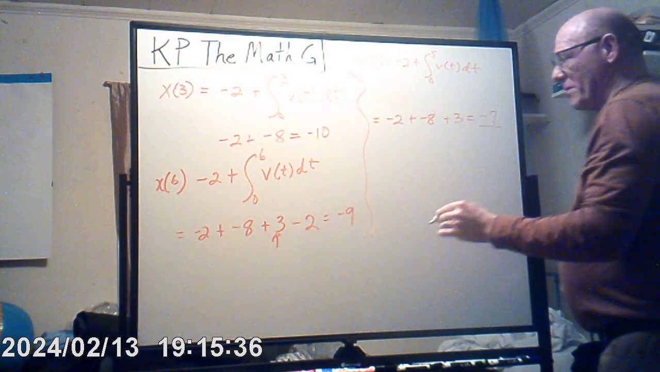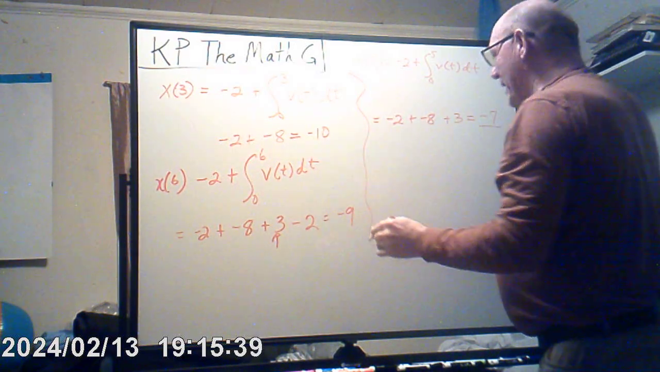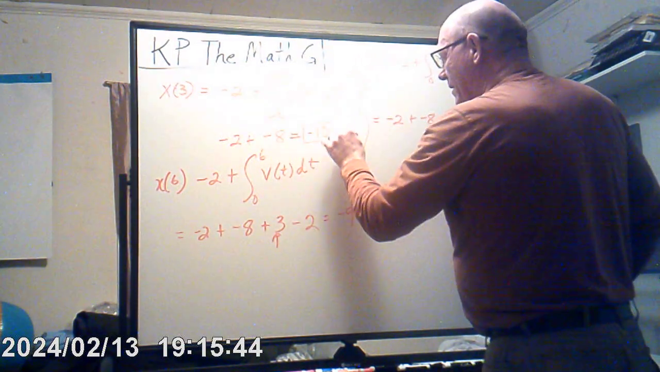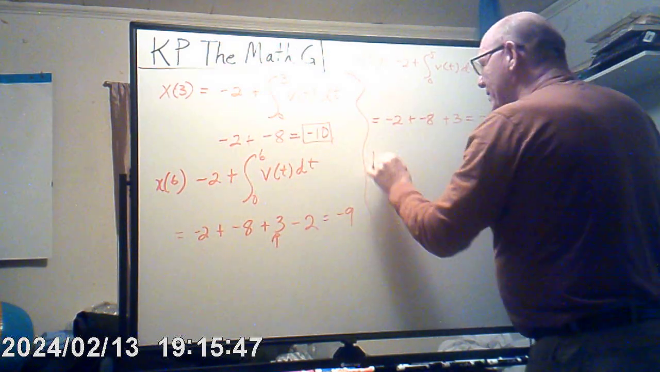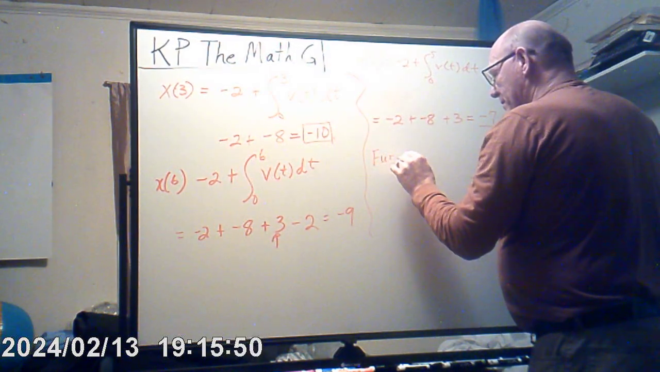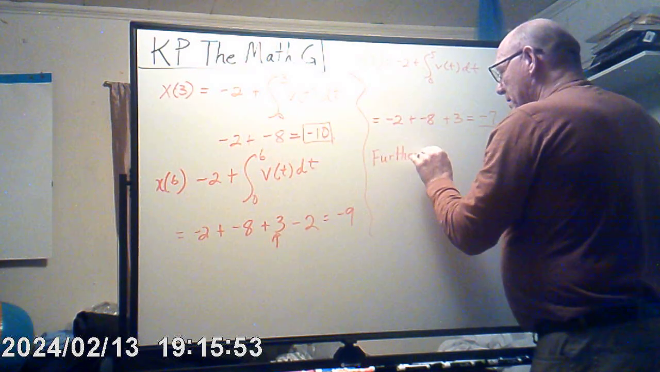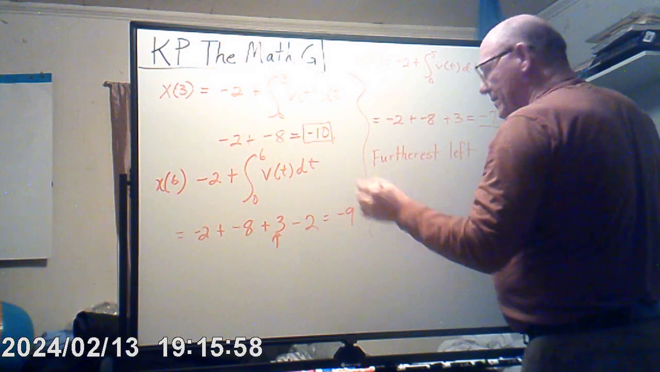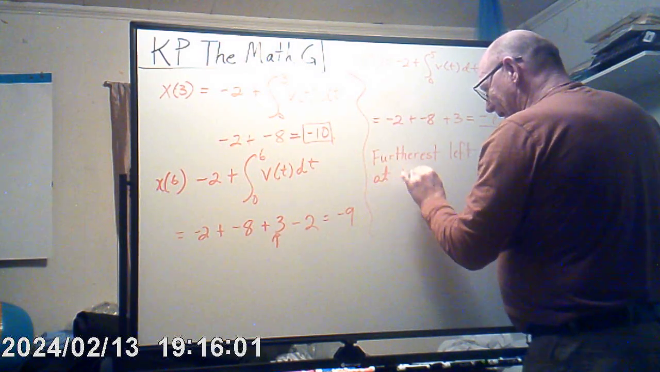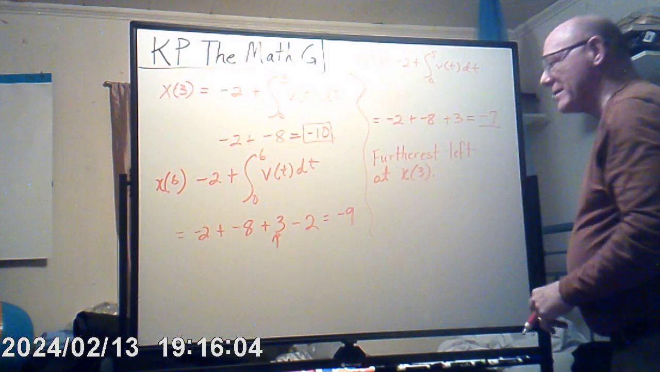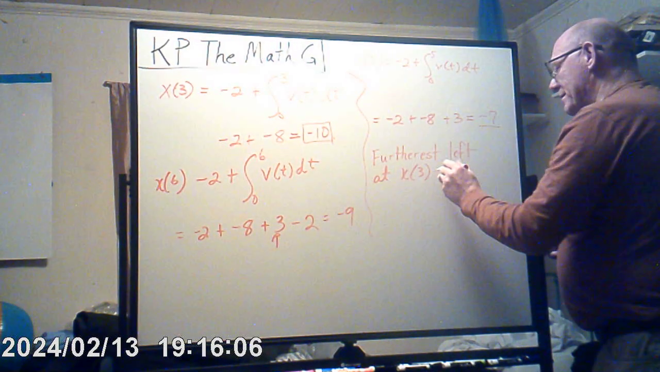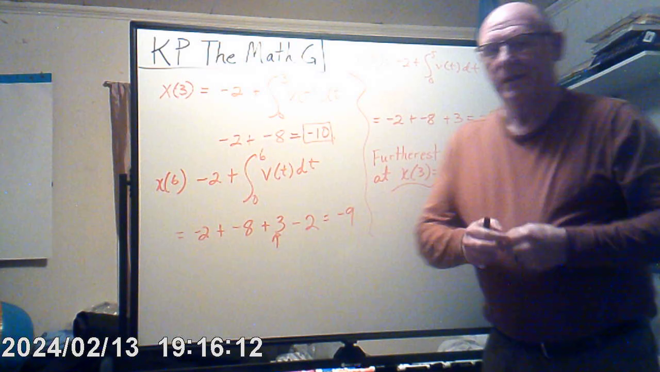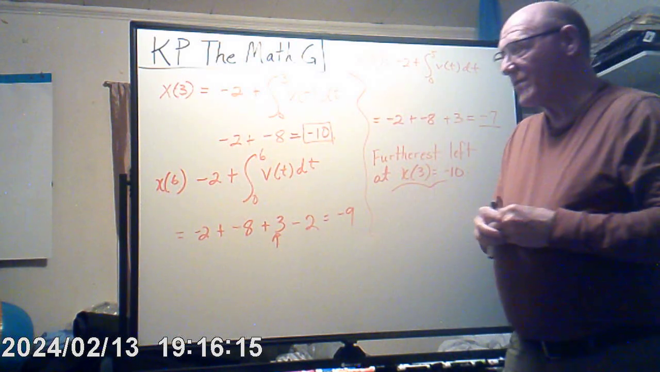That's negative 7. So the furthest left is the one with the greatest negative number. This one is furthest left, at x at 3, which is equal to negative 10. That's the A part that we're looking for.